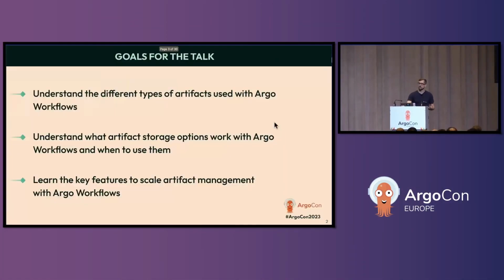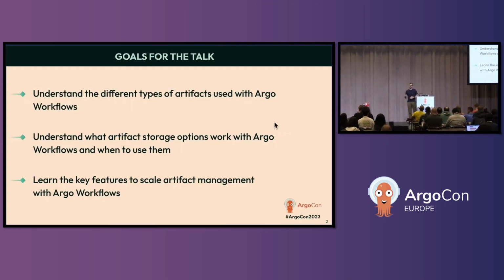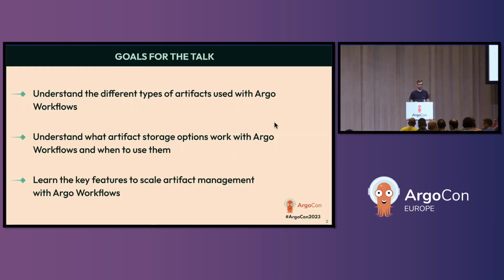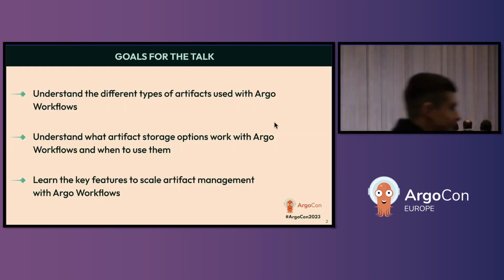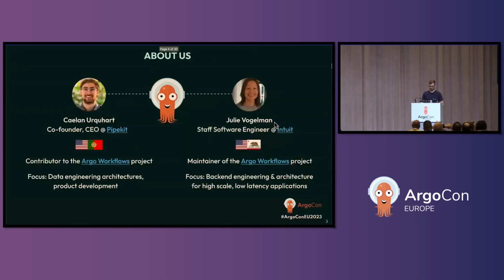So, goals for the talk. Today we're going to first cover some basics: what artifacts you typically are going to be using with Argo Workflows and why, and then also what artifact storage options do we have at hand, and what are some scenarios in which we might want to use them versus a different type of artifact storage option. And then we're going to learn some of the key features that Argo Workflows offers to scale up artifact management and cover a few of the common missteps folks run into when setting up artifacts for scale.